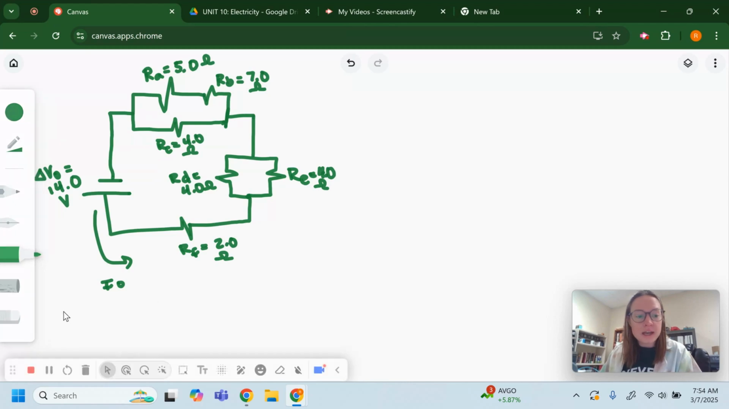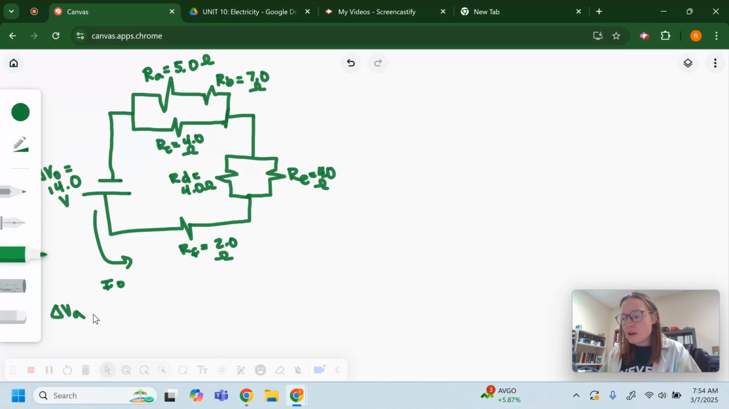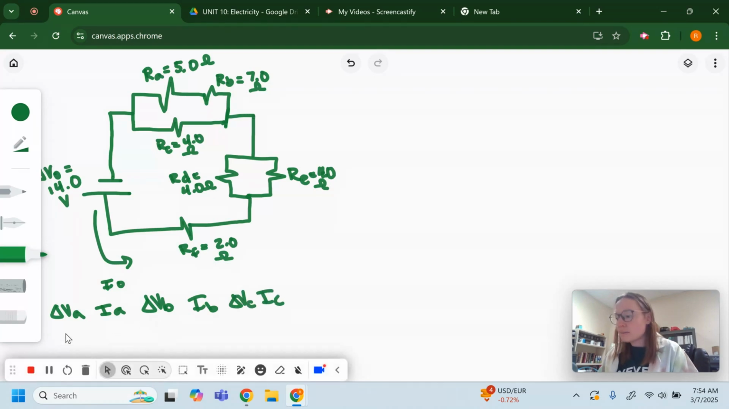Are you ready? Here's our list of knowns and unknowns. We are looking for the potential drop across A, the current through A. We're looking for the potential drop across B, the current through B. We're looking for the potential drop across C, the current through C. We're looking for the potential drop across D.